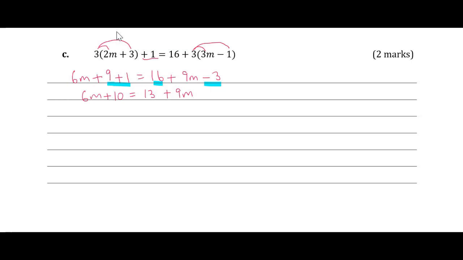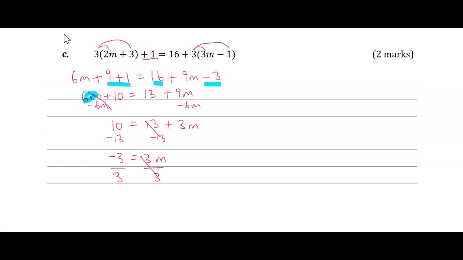Now we want to get the unknowns on the same side. So we've got 6m on the left and 9m on the right. So I'm going to get rid of the 6m by subtracting 6m from both sides. So they cancel, and then I'm left with 10 on the left and 13 plus 3m on the right. And then getting rid of the constant, so taking 13 away from both sides. So -3 equals 3m.